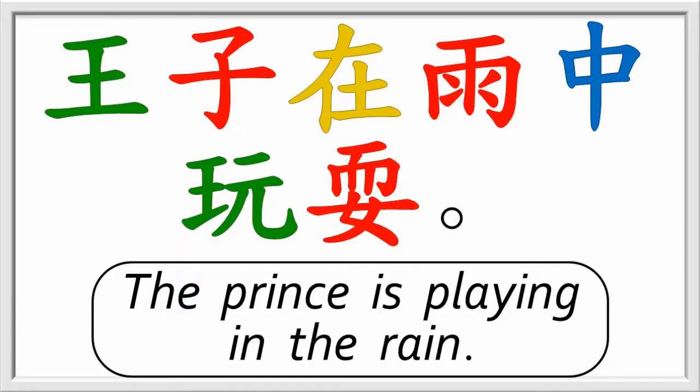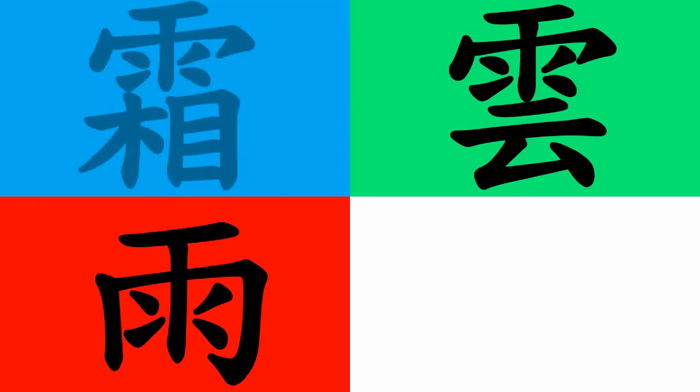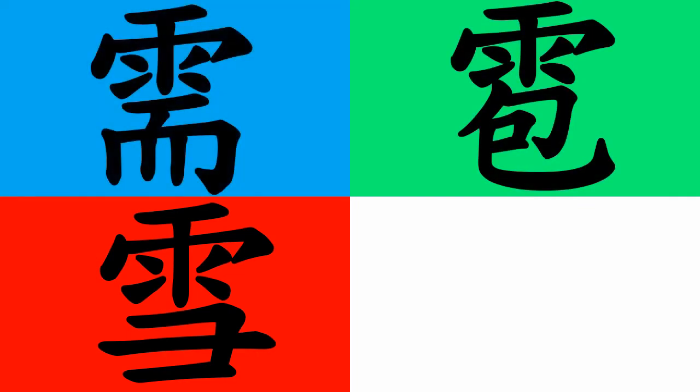Our final example is the phrase wan shua in this next sentence. Wang zi zai yu zhong wan shua. The prince is playing in the rain. Here is our color chart with today's 10 characters. Yu, yun, shuang, dian, xue, bao, xu, zhu, shua, and er.